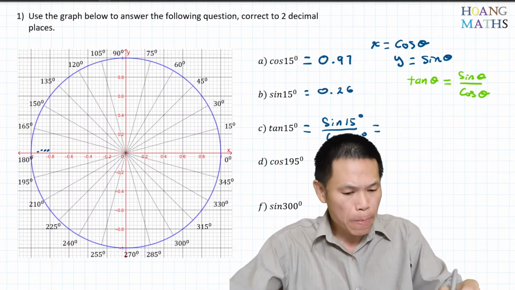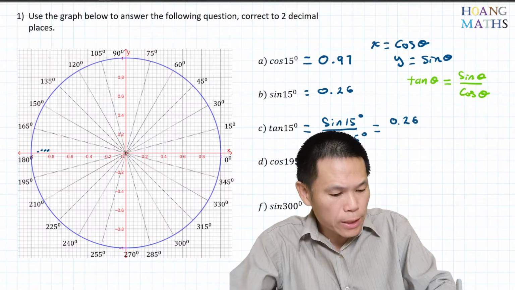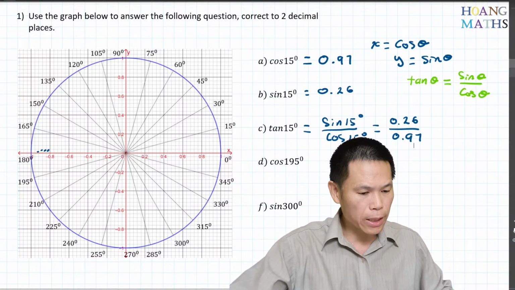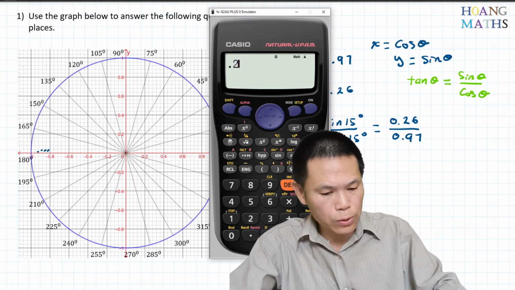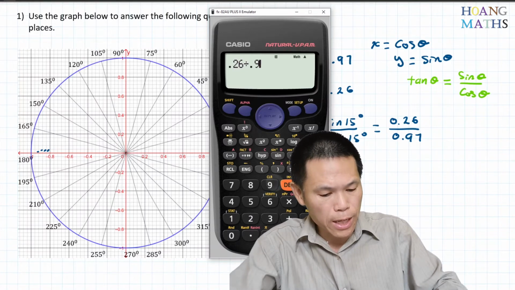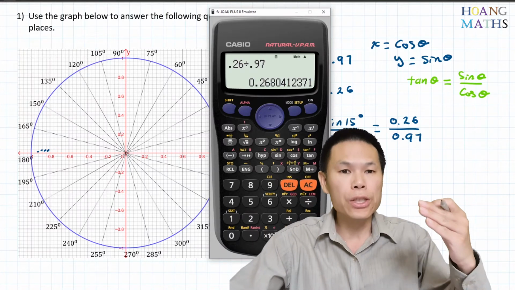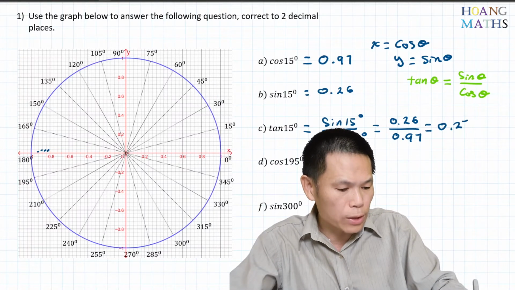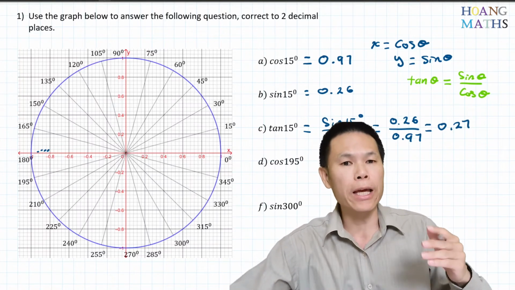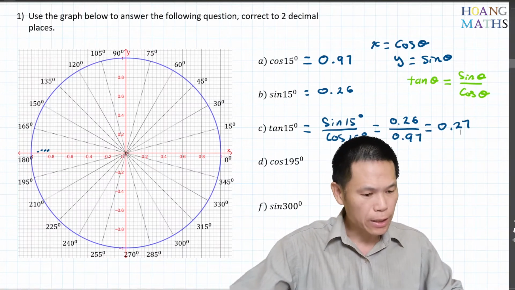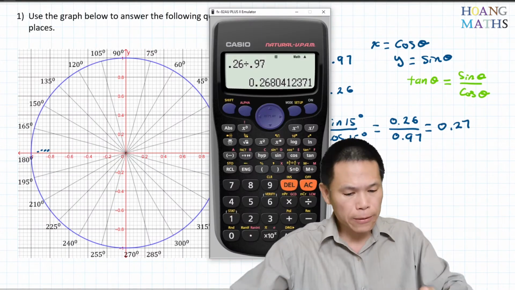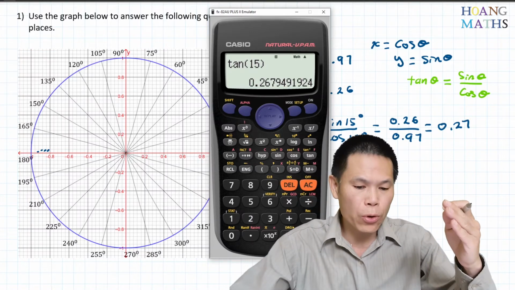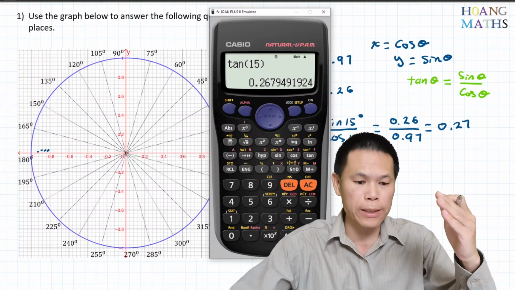So that will give me 0.26 over 0.97. So let me just put that in the calculator. So 0.26 divided by 0.97. So that is 0.27. Of course, I can just put it in the calculator and check to see if I get it correct. So let's try it out. So tan of 15 degrees. So there you go. 0.27, correct to 2 decimal places.